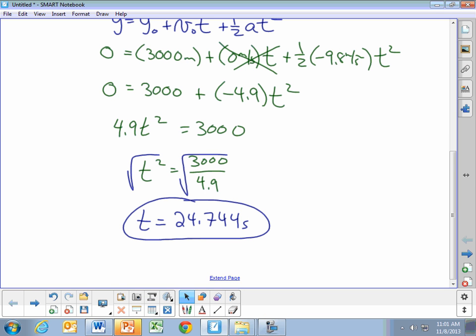Again, this is why it's not perfect to ignore air resistance in this problem, because something that's moving that fast and that's been falling for that long is going to have air resistance. That's going to be a little bit more important. But again, in this chapter, we're neglecting air resistance.